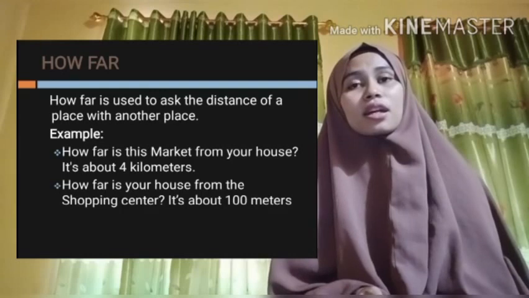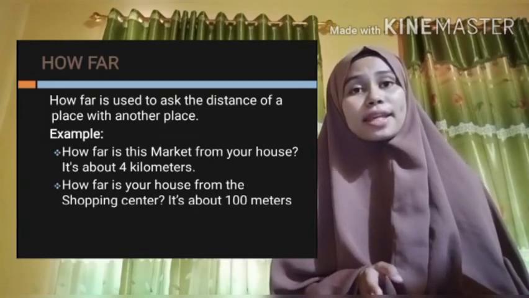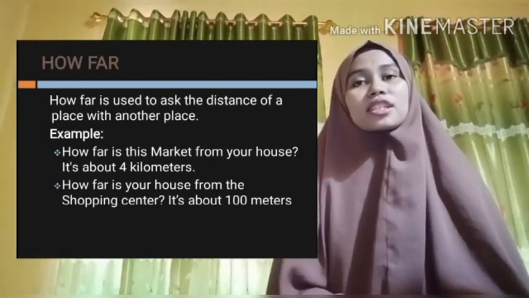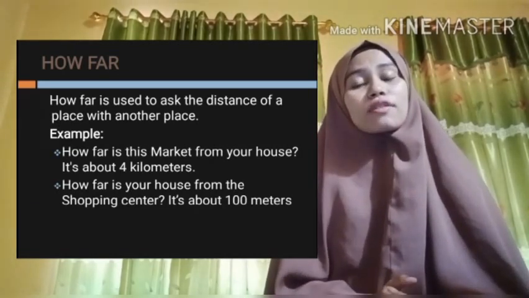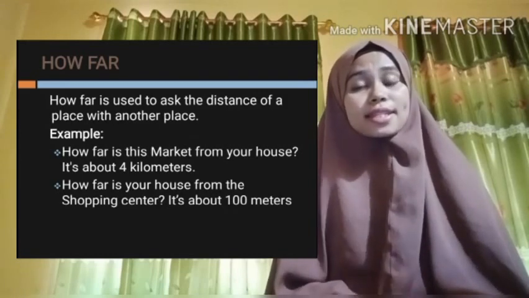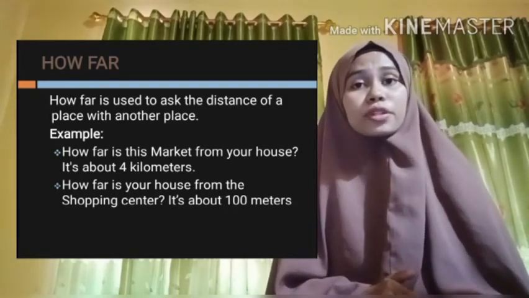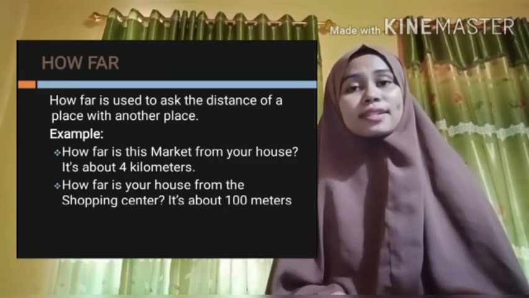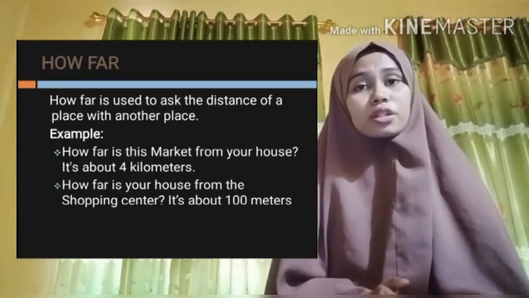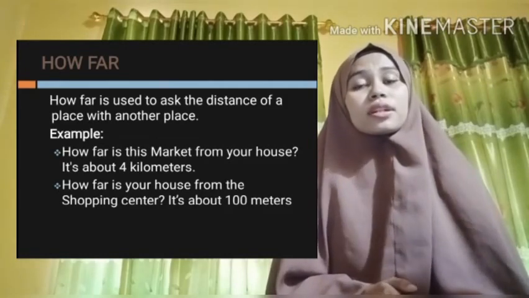Okay, the next is how far. How far is used to ask the distance of a place from another place. For example, how far is this market from your house? It is about 4 kilometers. And another example, how far is your house from the shopping center? It's about 100 meters.